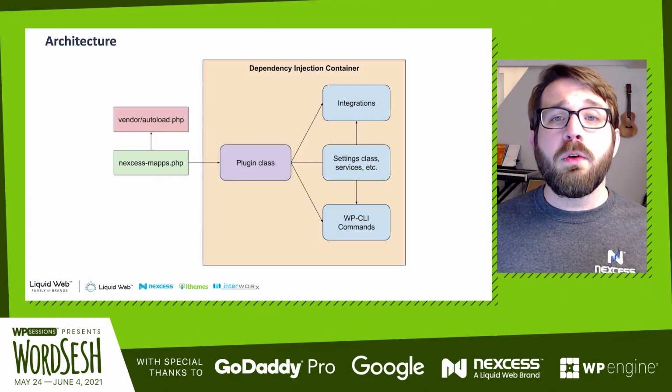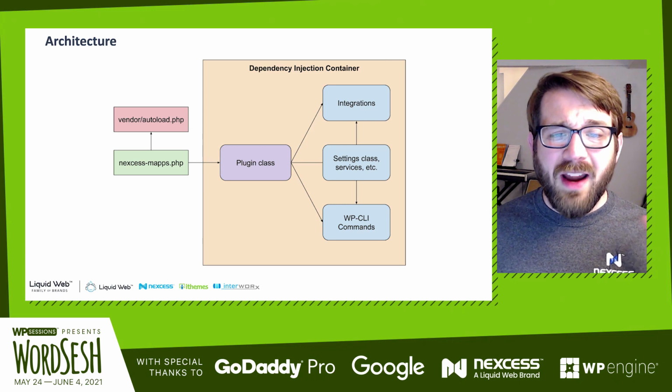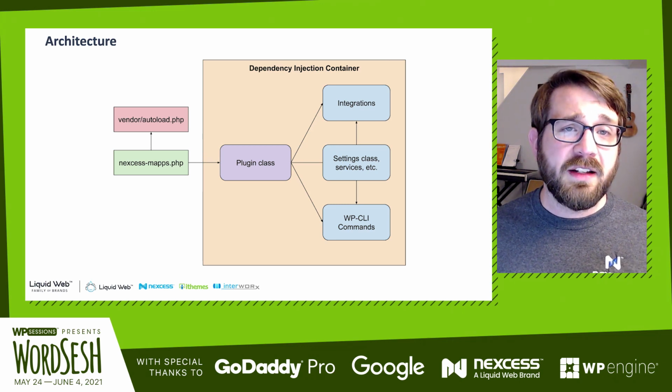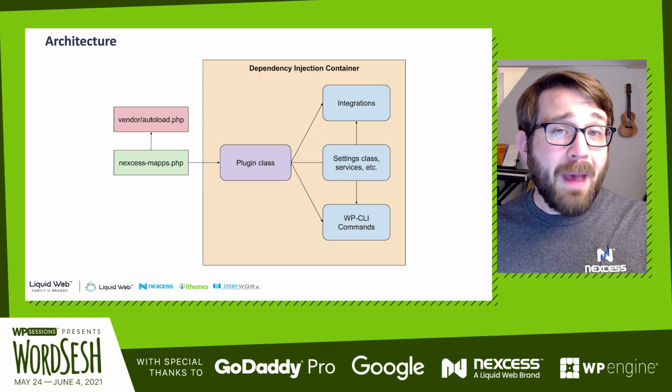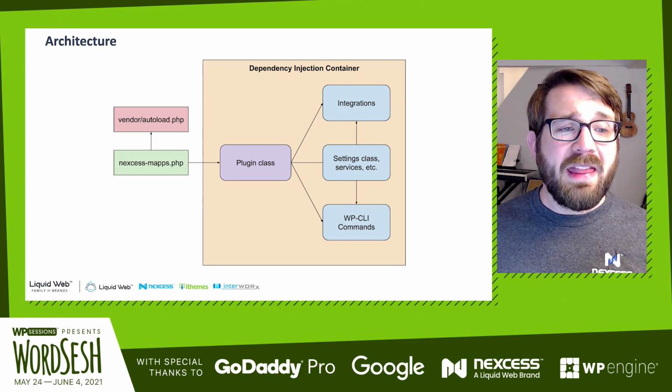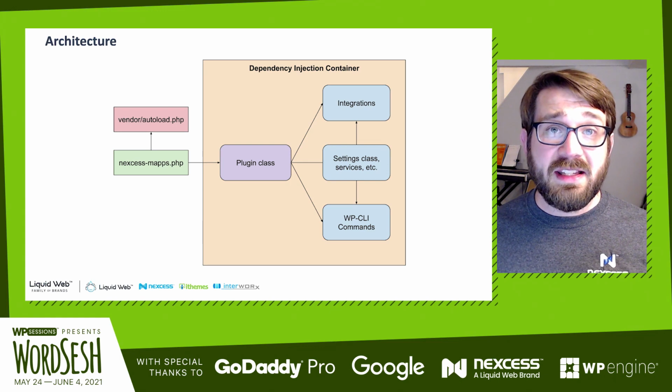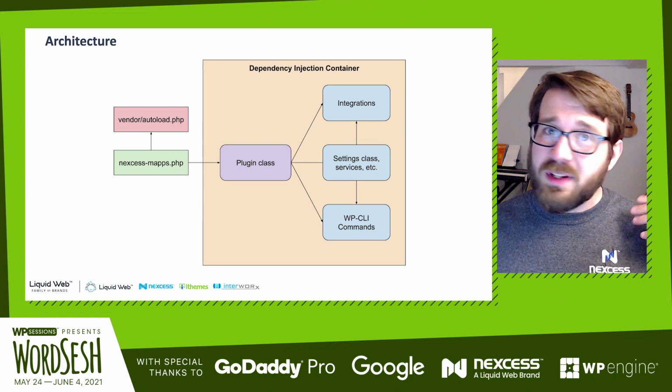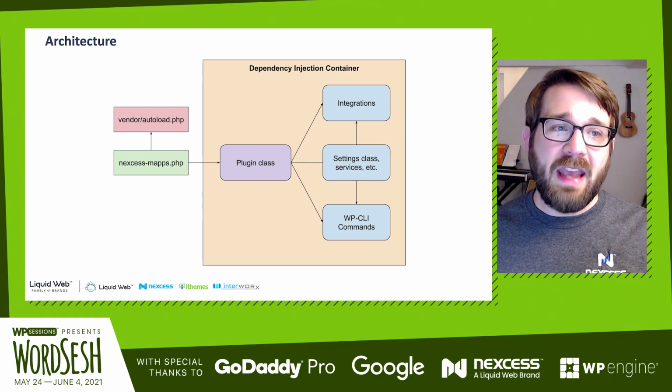Now, we'll talk through each of these items individually, but at a very high level, this shows how they all connect. Now, the green nexus-maps.php file over there on the left is our bootstrap. And that's the file that lives within wp-content/mu-plugins. It's responsible for, as you may guess, bootstrapping the entire thing.